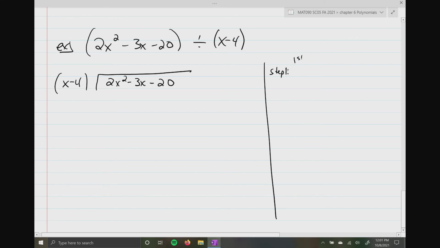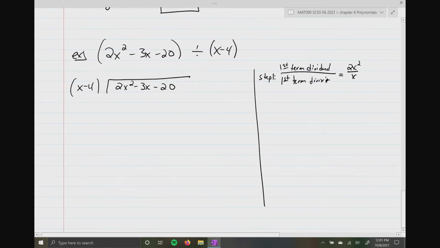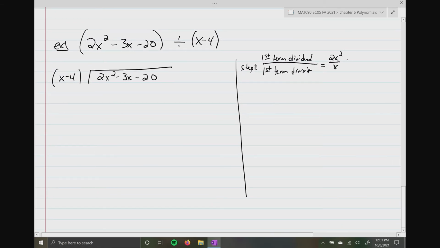First term dividend divided by first term divisor. And this is why we really had to know our quotient rule for this. So this is going to be 2x to the second divided by x. Got to zoom out here a little bit. And that's going to equal 2x. That number goes in the quotient. And since it's raised to the first power, the 2x to the first, I'm going to put it directly above the 3x.